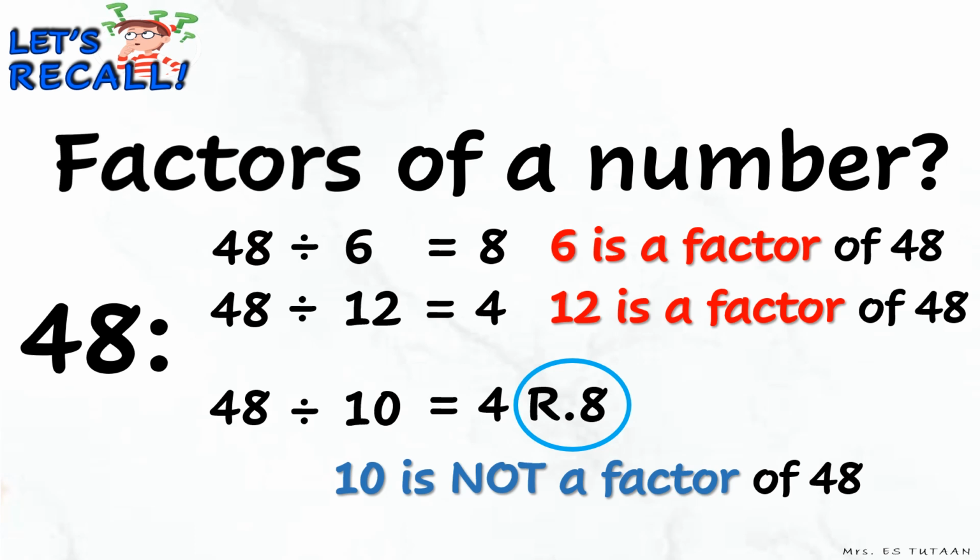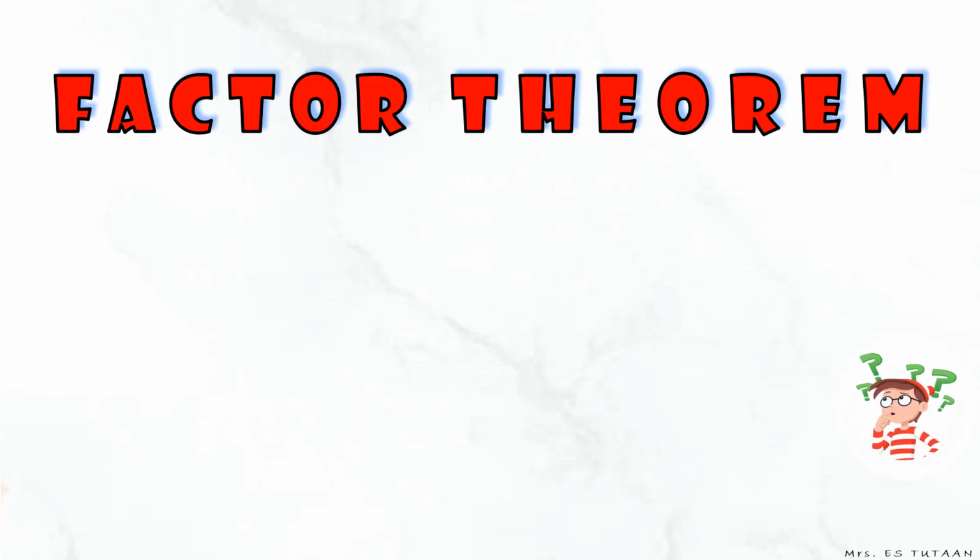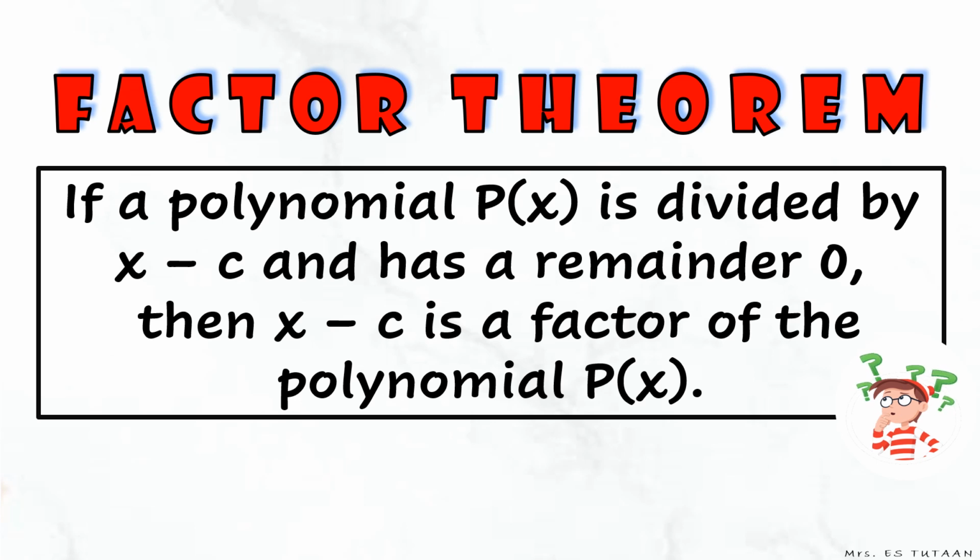What about polynomials? If you are asked to determine whether the given binomial divisor of the form x minus c is a factor or not a factor of the given polynomial p of x, we can use the factor theorem. What is the factor theorem? It states that if a polynomial p of x is divided by x minus c and has a remainder of 0, then x minus c is a factor of the polynomial p of x.